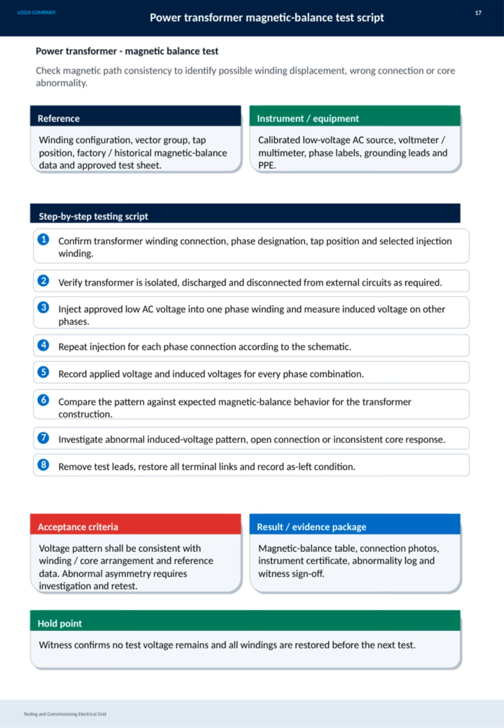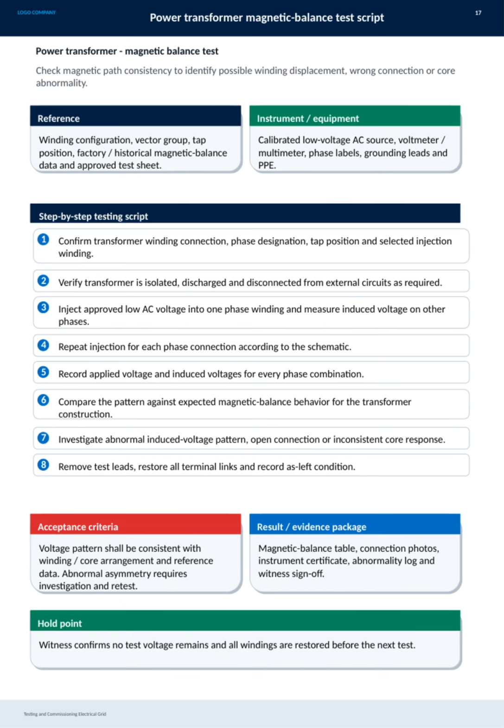Finally, once testing is complete, we remove the test leads, restore all terminal links, and document the as-left condition. For acceptance, the voltage pattern must align with the winding and core arrangement and match the reference data. Any abnormal asymmetry requires further investigation and retesting. The result package should include the magnetic balance table, connection photos, instrument calibration certificates, logs of any abnormalities, and a witness sign-off. A hold point ensures that a witness confirms no test voltage remains and all windings are correctly restored before proceeding.